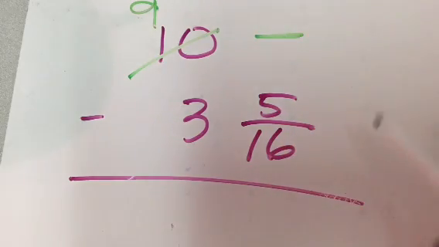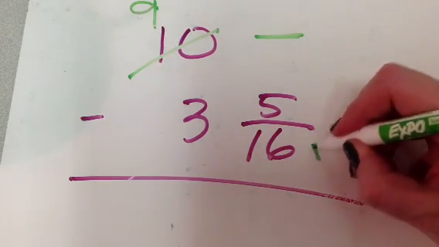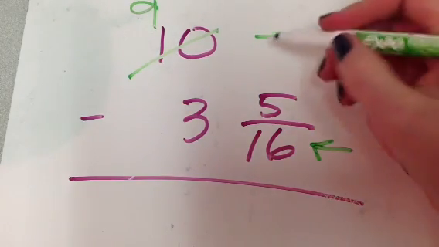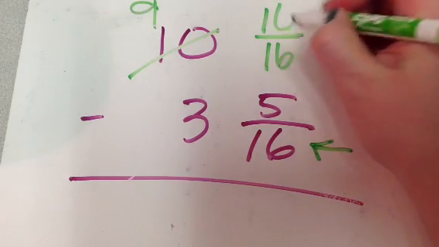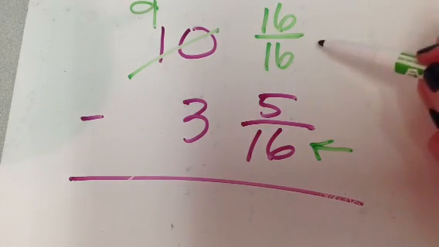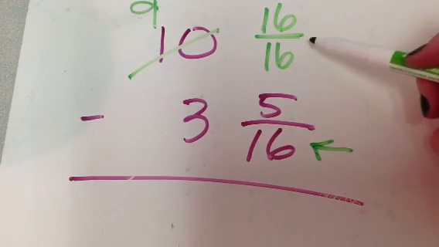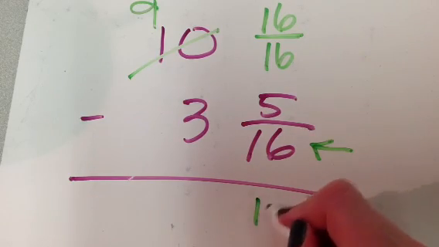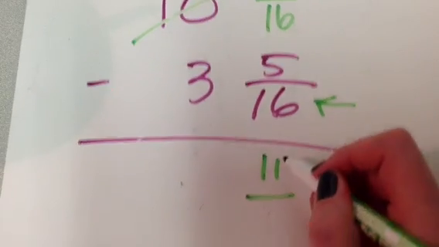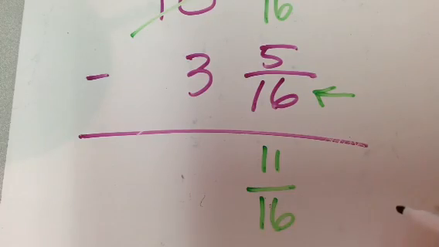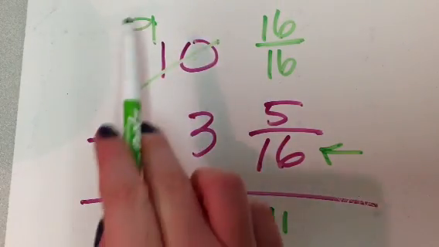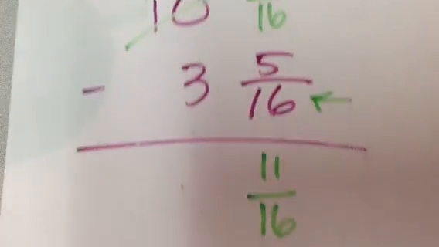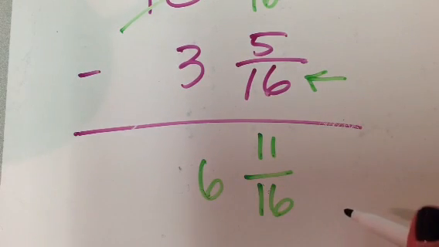Write it as a fraction. What am I going to pick? 16. Because I can pick anything, and I need it to equal 1, so I'm going to make it 16. 16 minus 5 is 11. My bottom number stays the same, right? Now I have 9 minus 3, which equals 6.